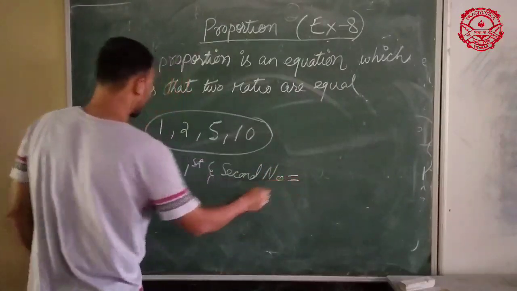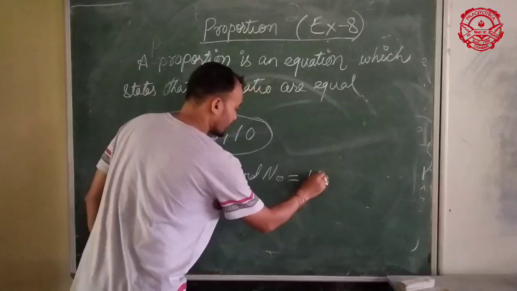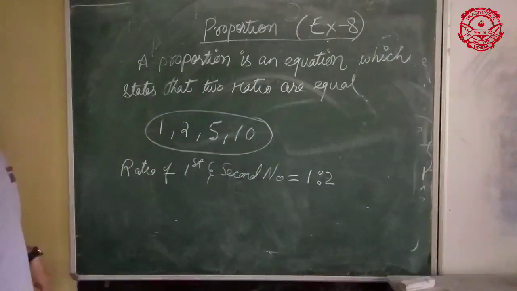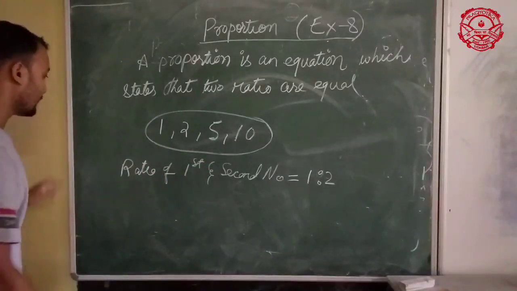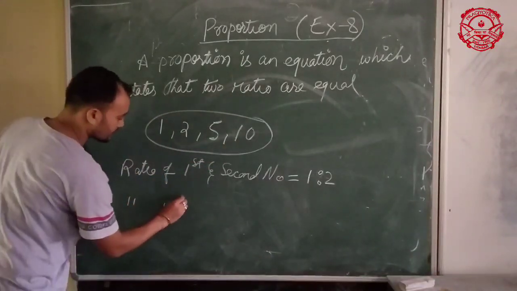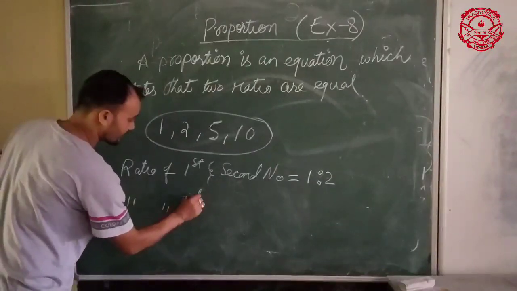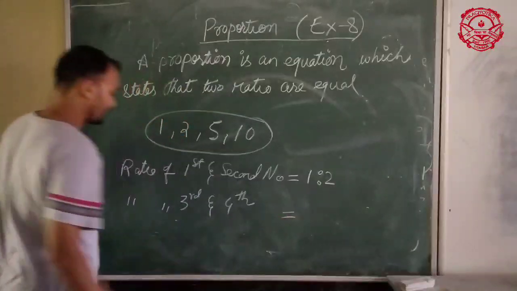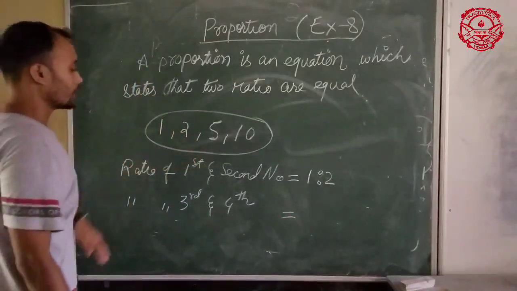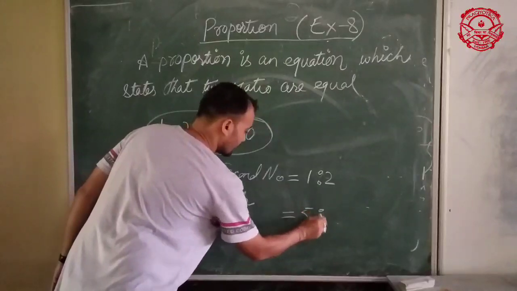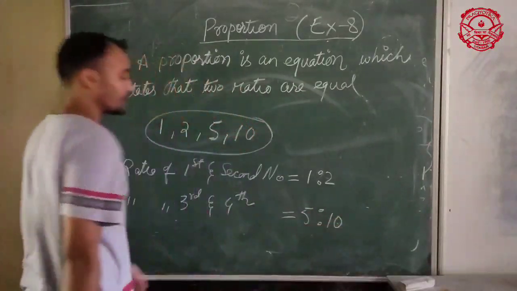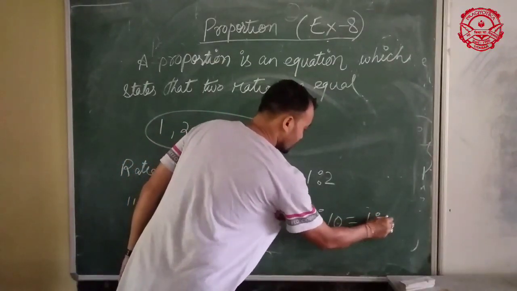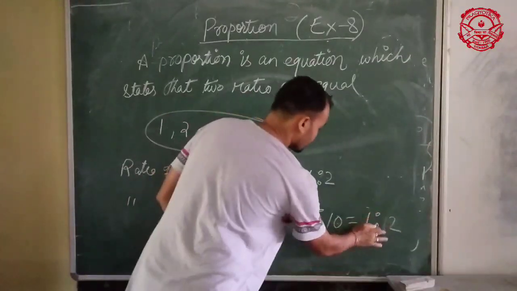Now what is the ratio of first and second? 1 and 2, that is 1 is to 2. Now find the ratio of third and fourth. It will be 5 is to 10. If we simplify it, 5 is to 10 will become 1 is to 2.